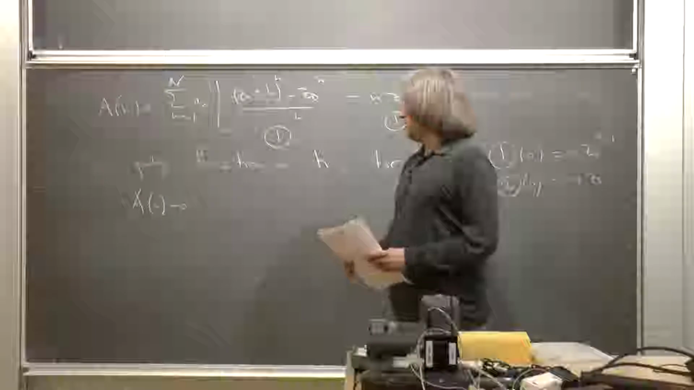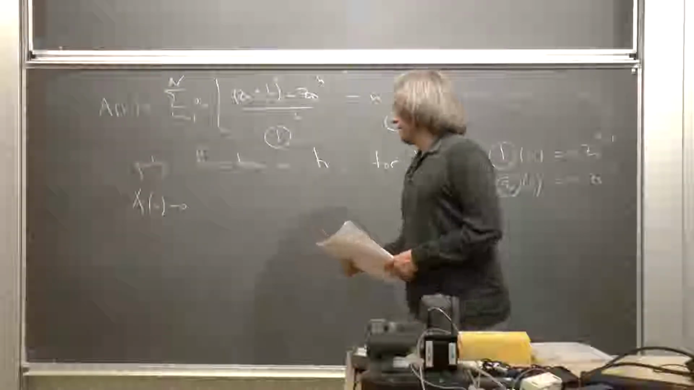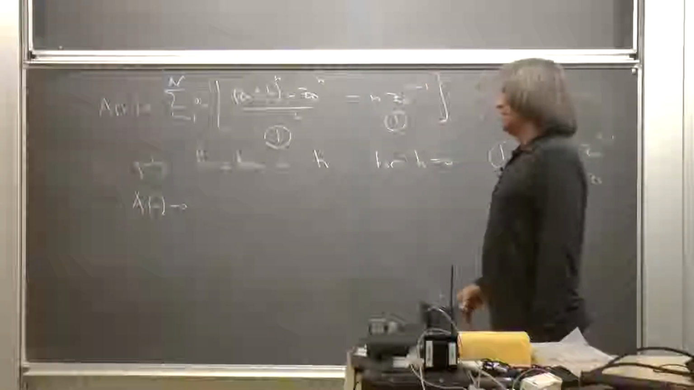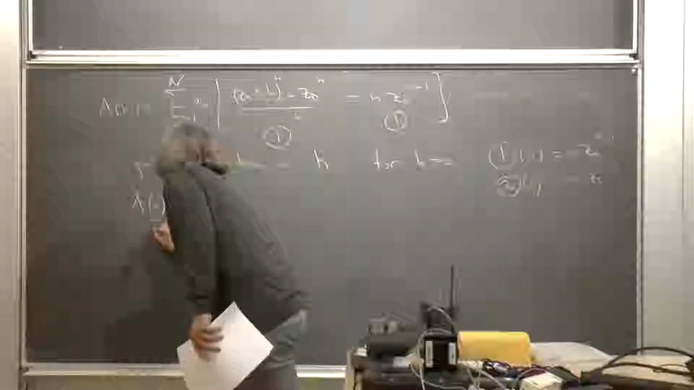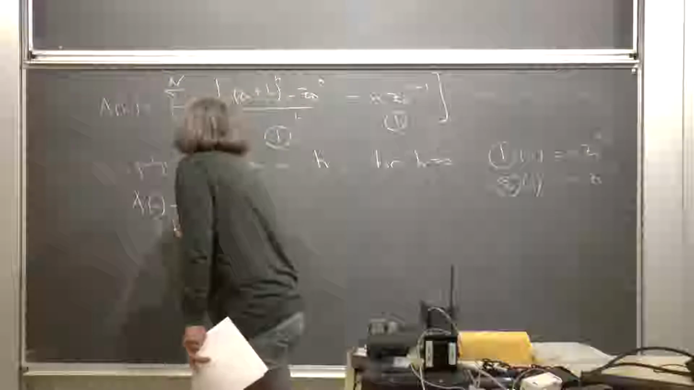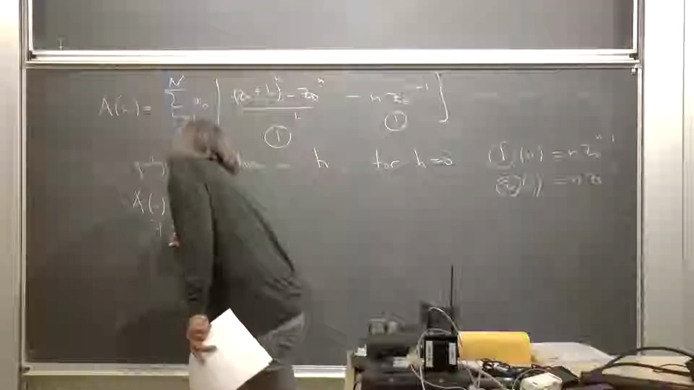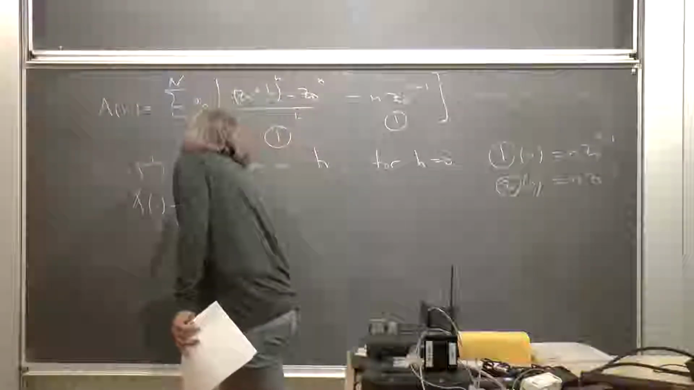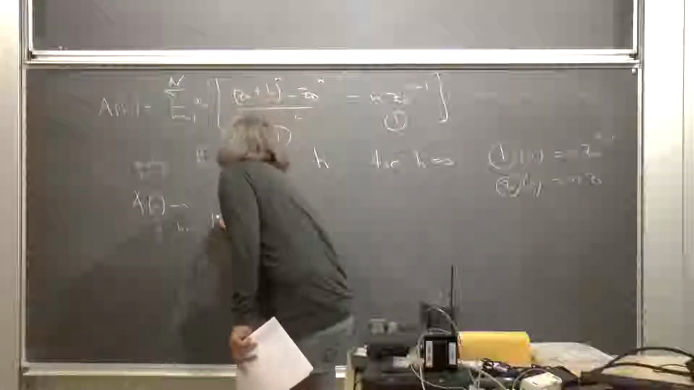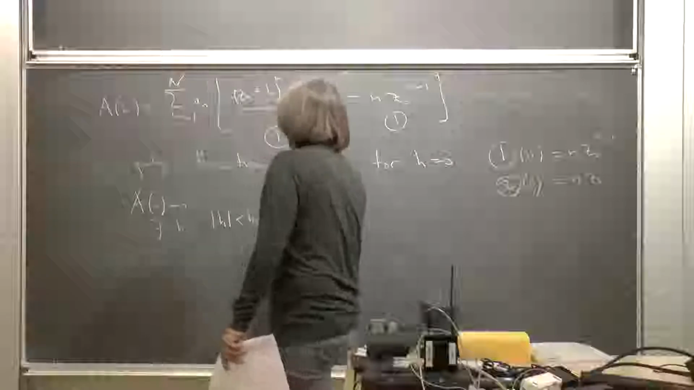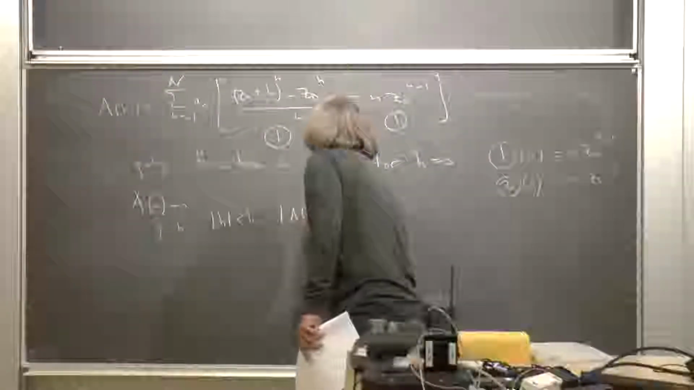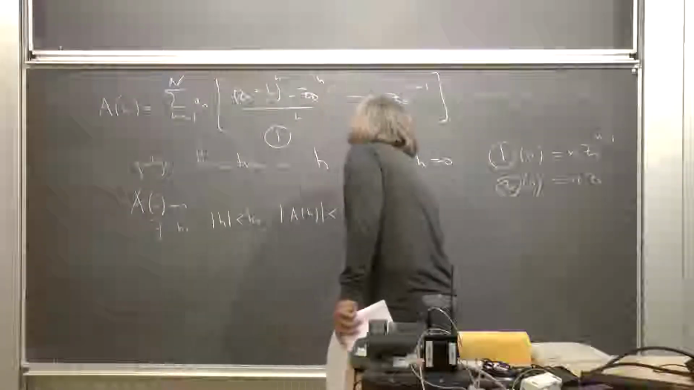But well, a polynomial function is continuous at least. So there exists h naught, whatever, I don't know, such that for absolute value of h less than h naught, the absolute value of a of h is less than epsilon over 2.